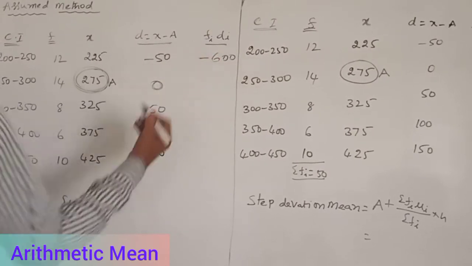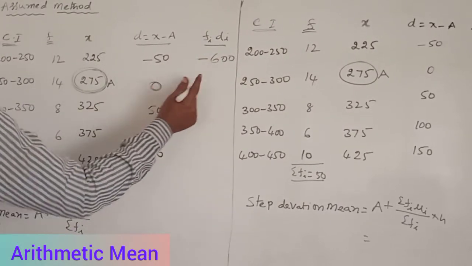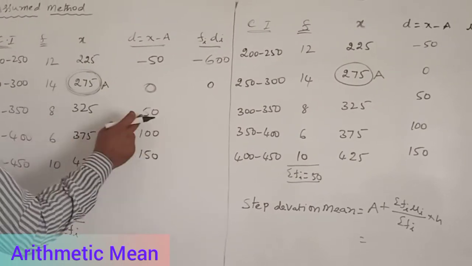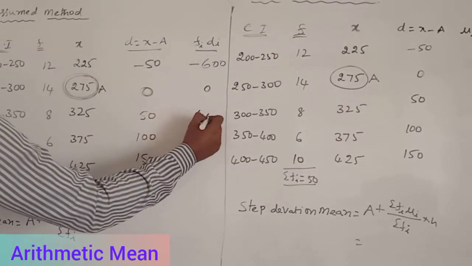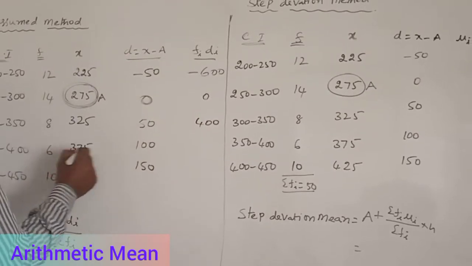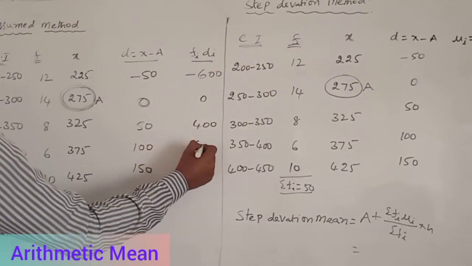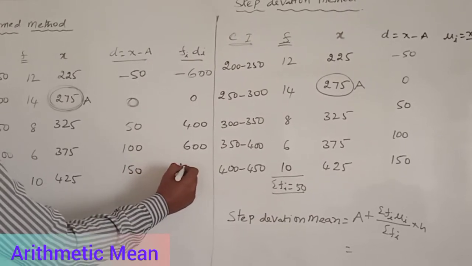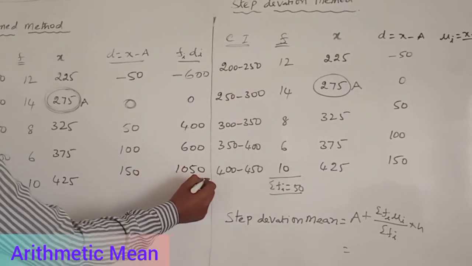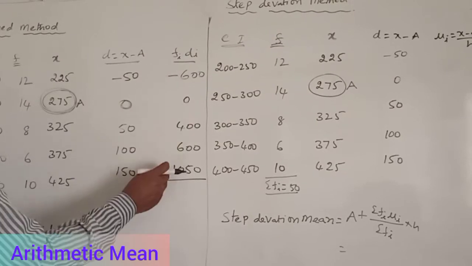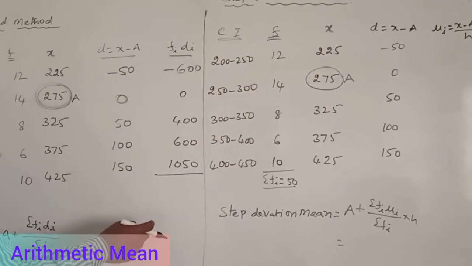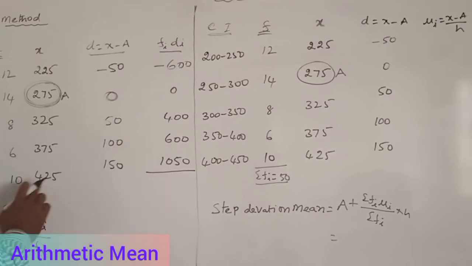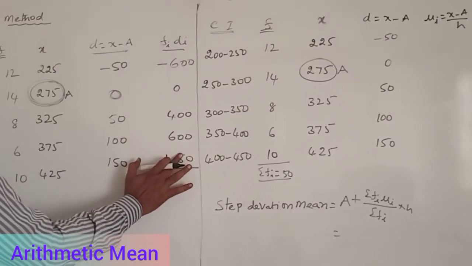14 into 0, 0. 8 into 50 is 400. 6 into 100, 600. 10 into 150, 1500. So add the positive values.